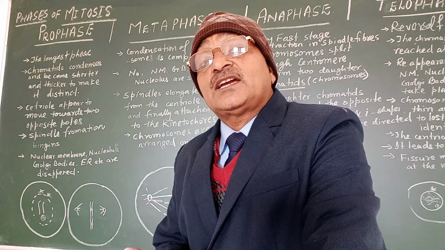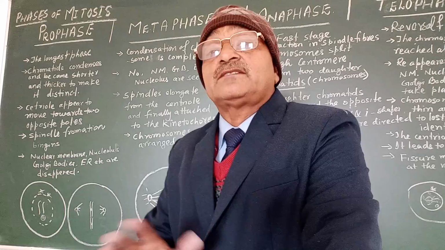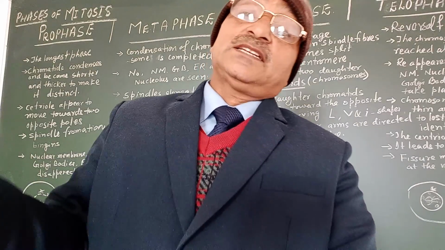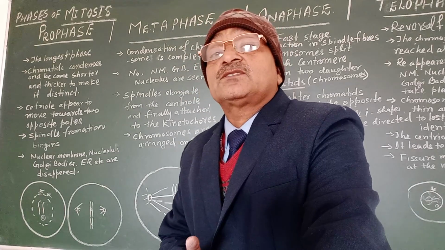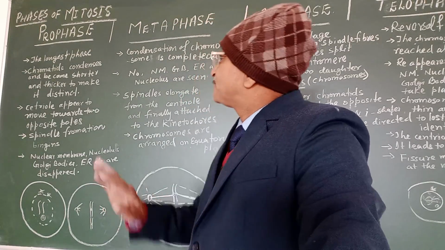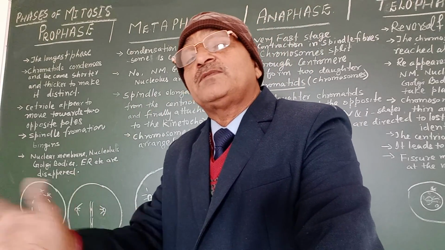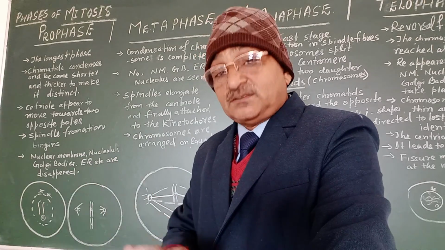So what happens in karyokinesis first? First karyokinesis takes place, then cytokinesis. It doesn't happen that cytokinesis takes place first and karyokinesis later. No. Karyokinesis, the division of the nucleus, will be prior to the formation of cytokinesis. Kinesis means breaking down. Whenever in the biological world, kinesis or lysis means breaking down, synthesis means formation.